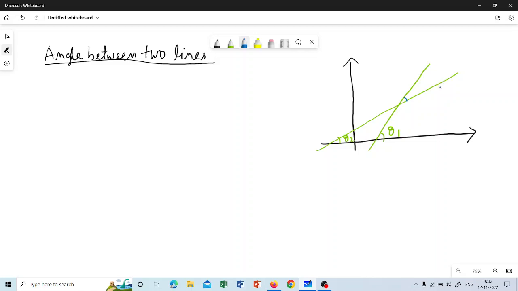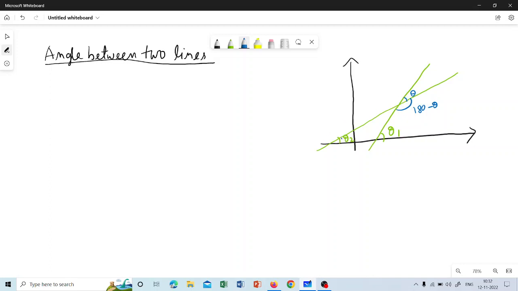The first thing is this angle. This angle is an acute angle, because it is less than 90 degrees. Let me name it theta. And there is one more angle, which is 180 minus theta, because it is a linear pair. So these two are the angles between two lines.